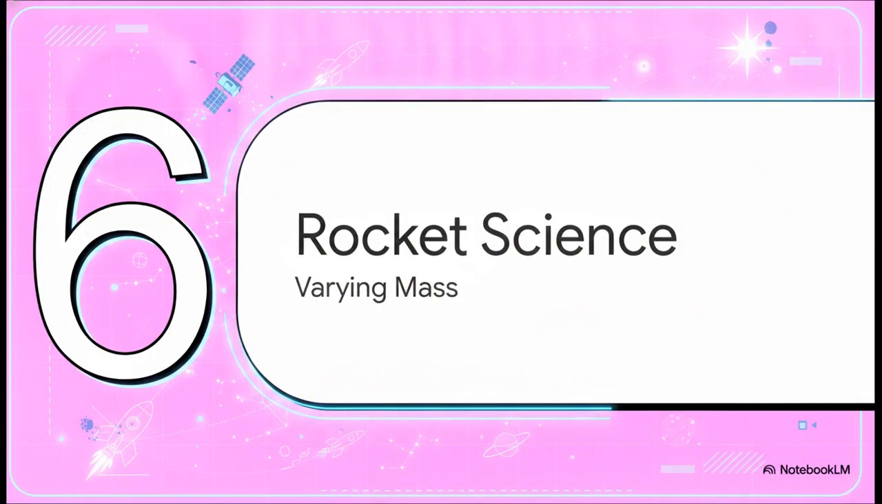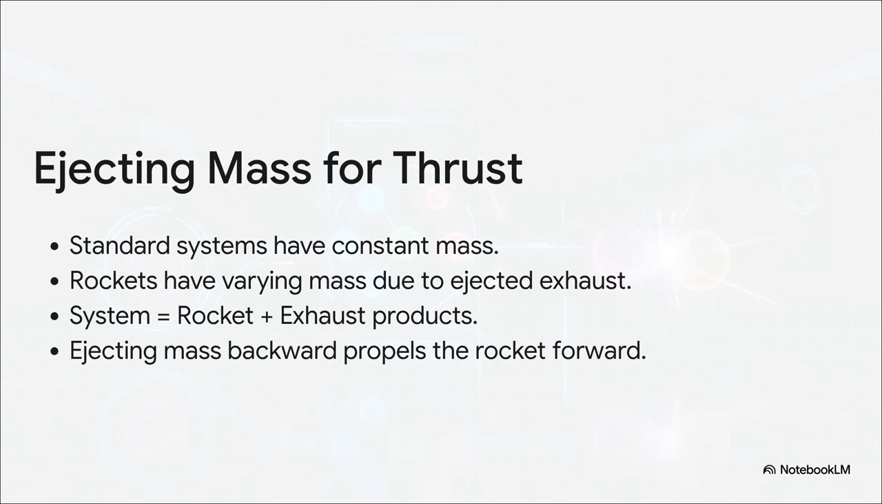Section 6. Rocket Science and Varying Mass. Let's take these tools up to space and examine the ultimate complex system. Up until right now, all our systems had constant mass. But rockets have varying mass because they are continuously blasting massive amounts of exhaust out the back. To analyze this without breaking our rules, we just redefine our system to include both the rocket and the ejected exhaust. This brilliantly illustrates how rockets use the conservation of momentum to their advantage.